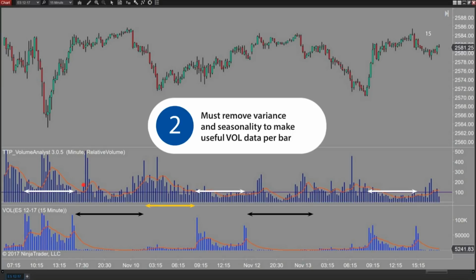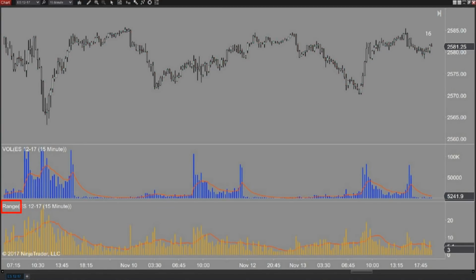You see? So now this bar right here is exceptionally high volume for that time period. You'll see what happens here in a minute. Now we're going to add range to the chart. All right, so we need to think about volume in terms of range, how the volume affects the price action.